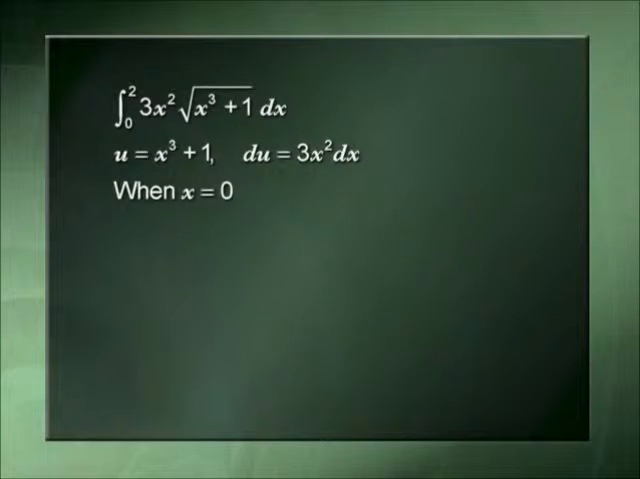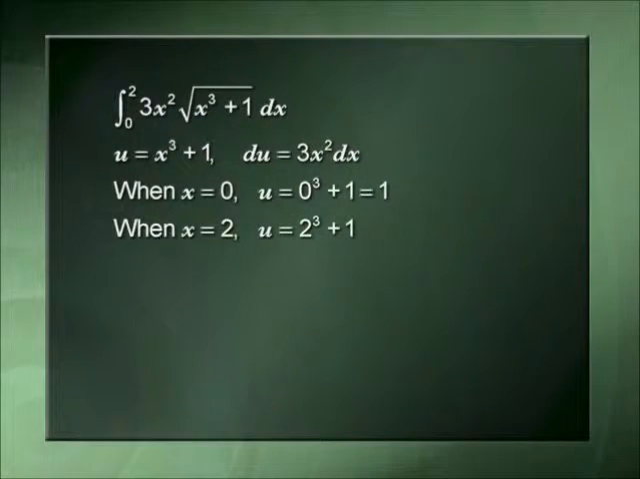x was 0. Well, u is equal to x cubed plus 1, so u would be 0 cubed plus 1, or 1. That's the new lower limit of integration. x ends at 2, so u becomes 2 cubed plus 1, or 9. So in u land, when I change over to the u variable, my limits are going to be 1 to 9. And now let's change the integrand into u variables.